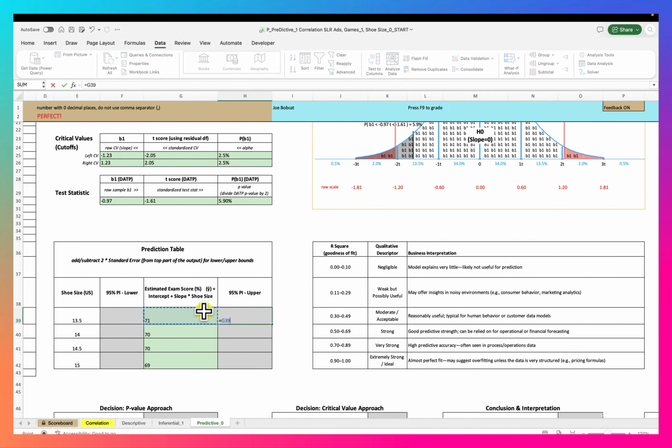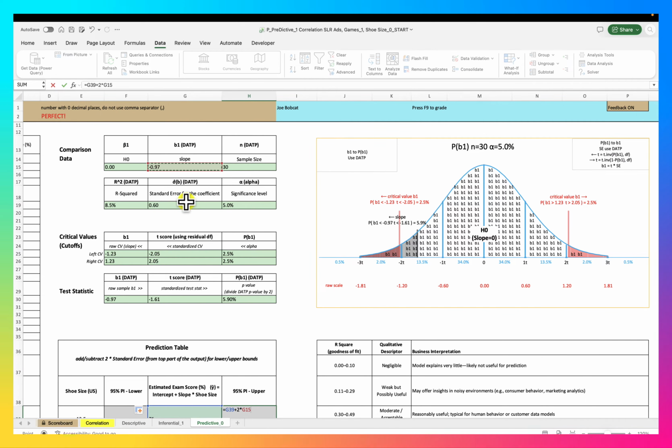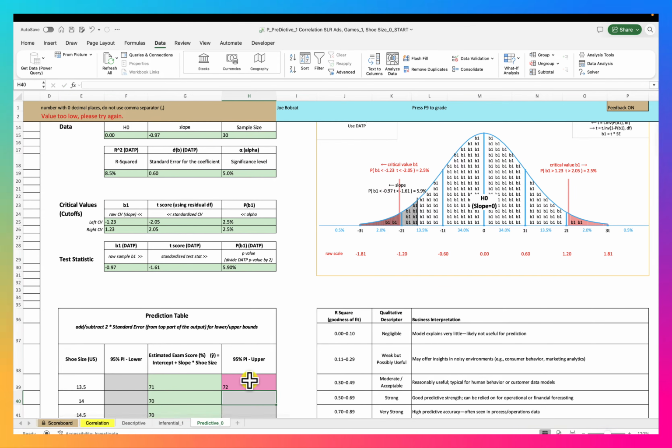And then we do that plus 2 times the standard error. Oh, and you gotta lock it. So that gets locked. Okay, apparently it's not enough. So it's going to be this guy plus 2 times. Why is it unhappy? Oh, sorry. Okay, so I made a classic mistake.